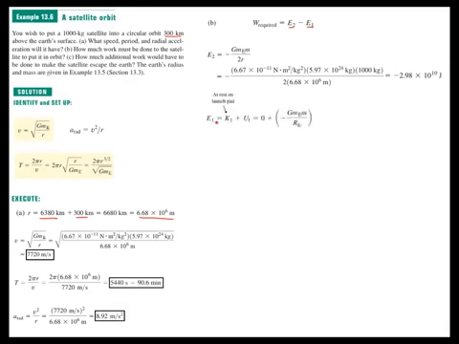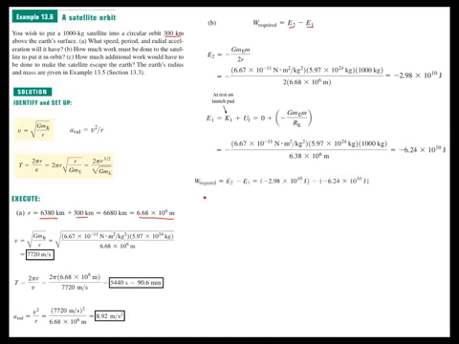The initial mechanical energy is given here. We're going to assume that the satellite's at rest on the launch pad, and so all I have is the potential energy of gravity, and I put in the numbers. And this becomes minus 6.24 times 10 to the 10 joules. Now the work required would be just the difference in these two energies, and that turns out to be positive as expected, 3.26 times 10 to the 10 joules.